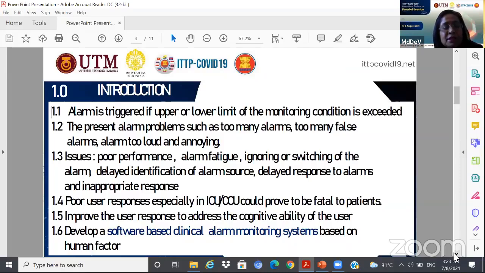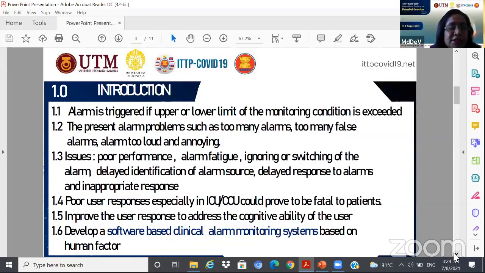It is very important to have an appropriate alarm response, because in ICU and CCU the patients are critically ill and immediate response is very critical, and poor user response can prove fatal to patients. Numerous adverse events have been reported, not only in Malaysia but also to the US FDA, the MHRA, and in the European Union. So one part of the issue with the present alarm is the human factor of the clinicians.